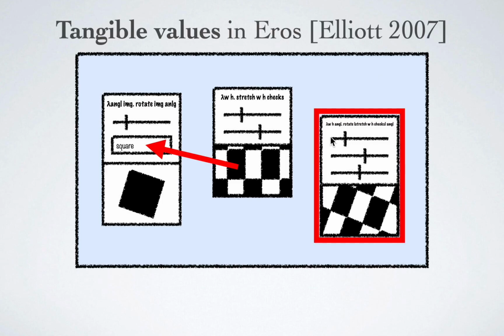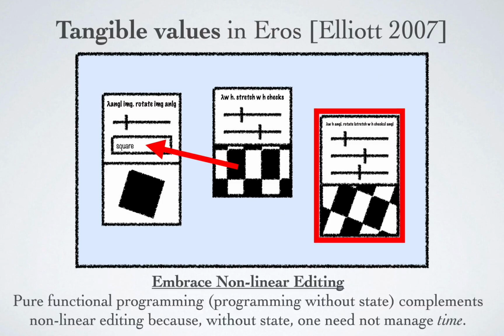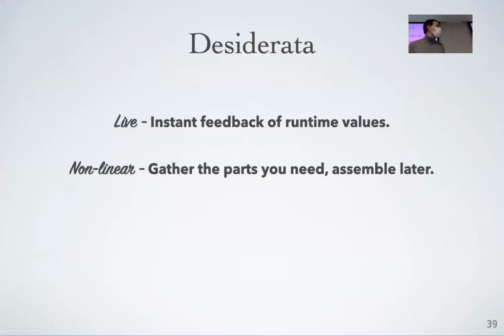What's interesting about this system is that it showed a complementarity between nonlinear editing and functional programming. In pure functional programming, you don't have to worry about state, so you don't have to worry about time, which means you can just throw everything you want on your canvas, not worried about the order, and then assemble it later. We really want to embrace that. So these are our first two things we want out of our system. Of course, we want it to be a live system that's always showing you what your code is doing.